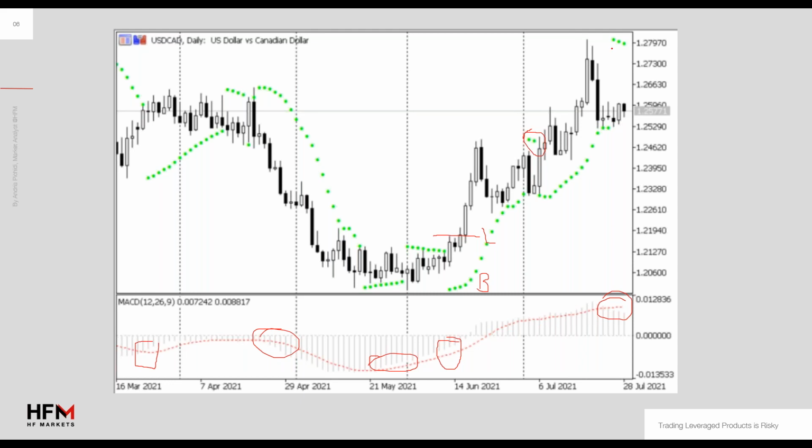But the full close will have been over here when the parabolics started to be negative, and at the same time MACD also started to point to a reversal. So that should be our exit trade. Okay? Or this one.